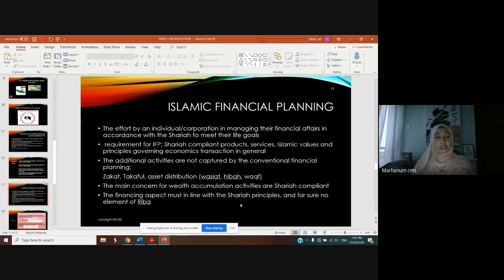So the main concern for wealth accumulation is that activities are Sharia compliant, and the financing aspect must be in line with the Sharia principle, and for sure no elements of riba. These are elements of IFP.